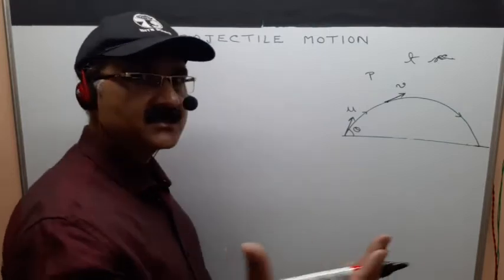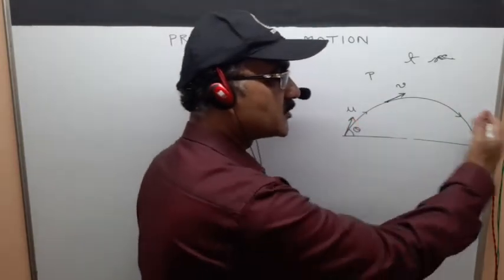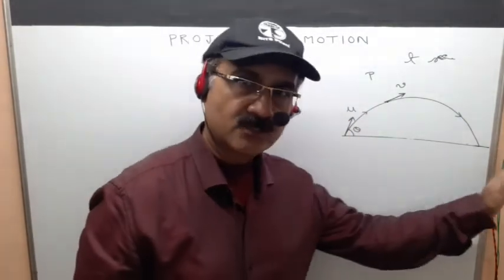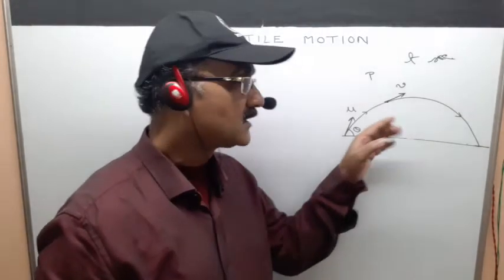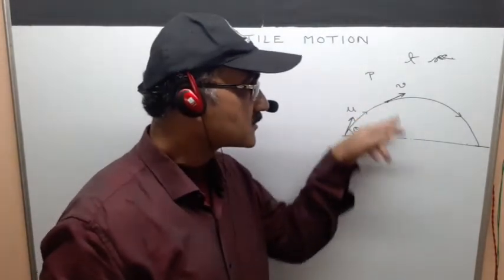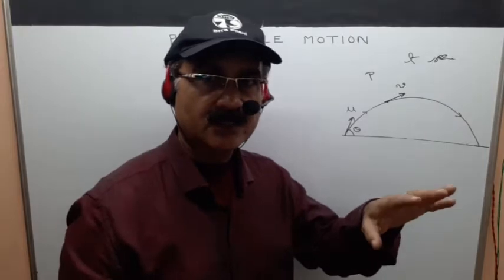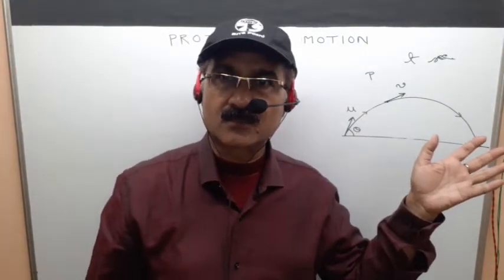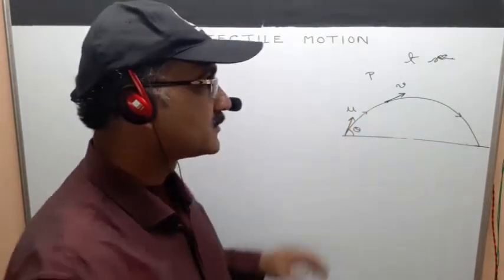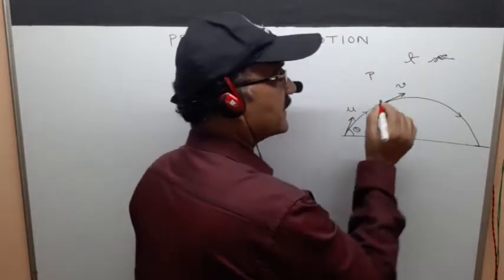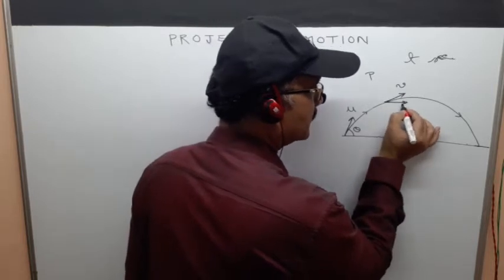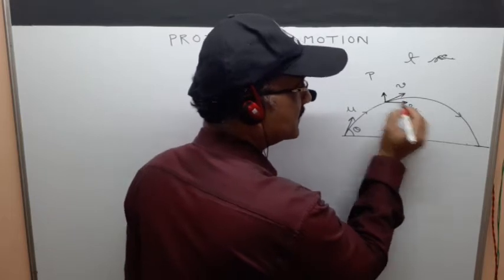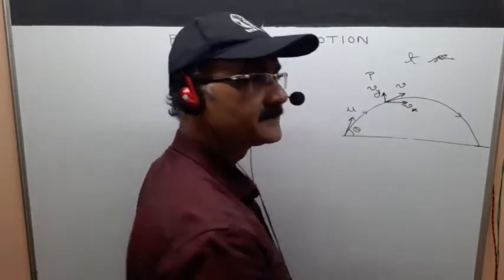Now, as you can see easily, this is a two-dimensional motion because the x coordinate of this point is changing, and the y coordinate of this point is also changing. So what do we usually do in case of a two-dimensional motion? We can resolve this velocity into an x component and a y component. Let's call them vx and vy.